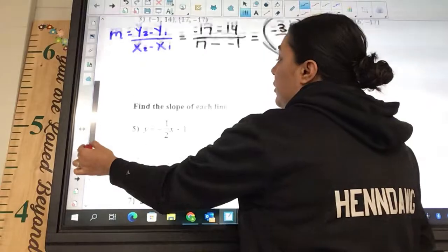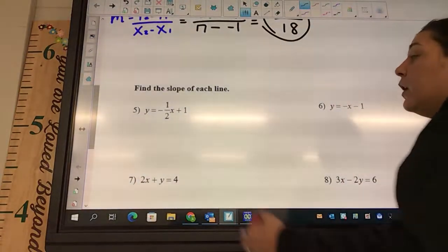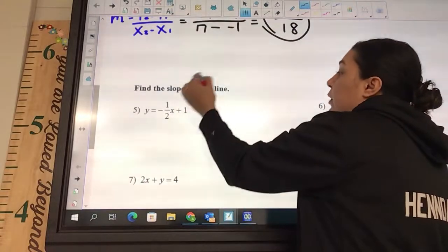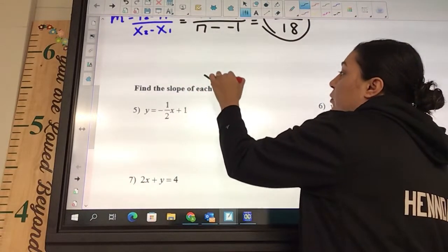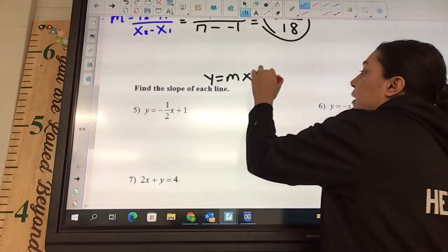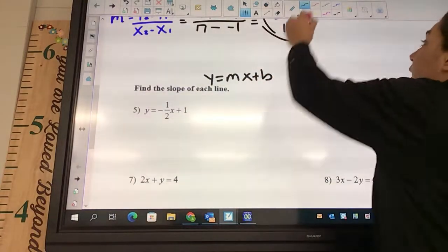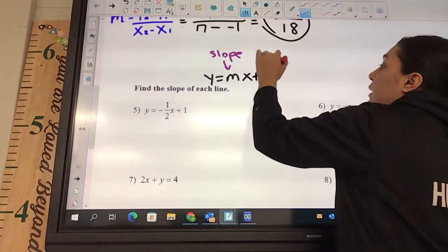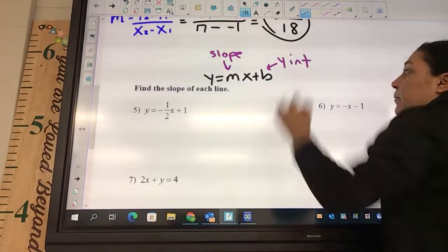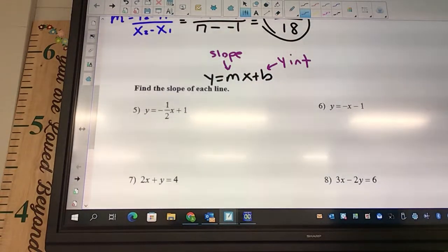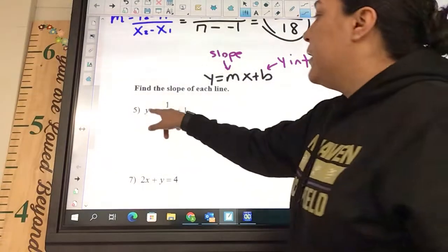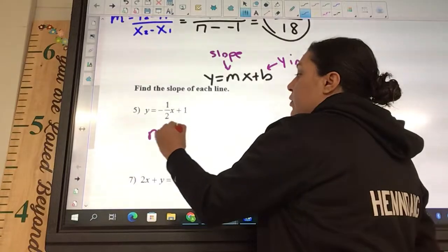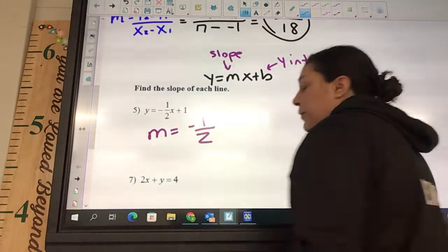The next one, I want you to find the slope of each line. In these first two, these are in the form of, and if they're not, you need to get them in this form of y equals mx plus b, where the m is our slope and the b is your y-intercept. They want us to find the slope, and you can see that y is by itself on this one, so it looks good. So your m is just going to be negative 1/2.